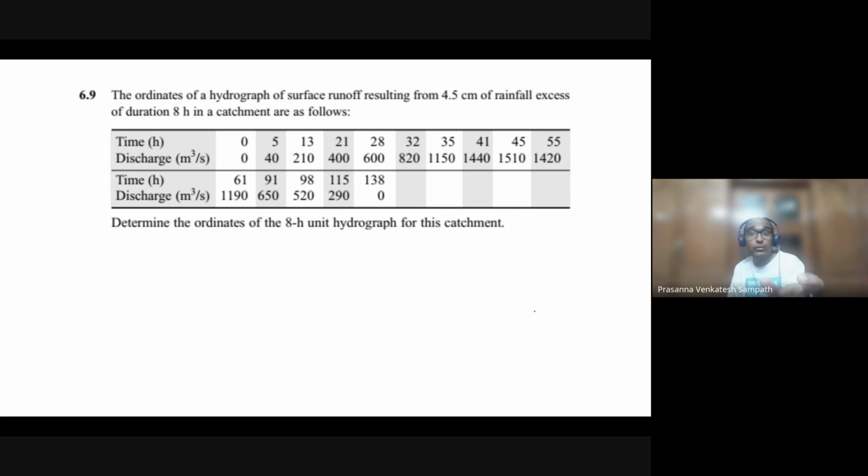Now, in this particular case, suppose I give you 2 rainfall events. I say, in the first 8 hours, I received 2.5 centimeters of excess rainfall.